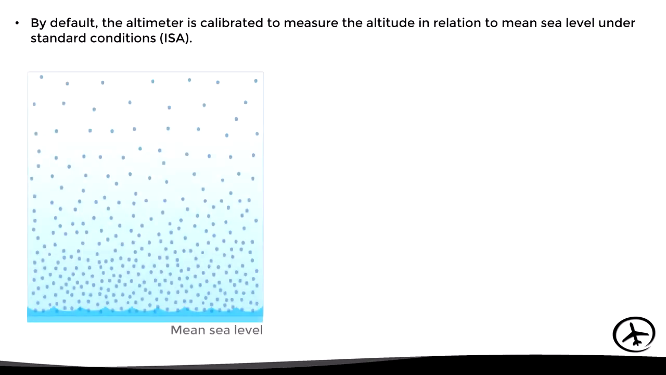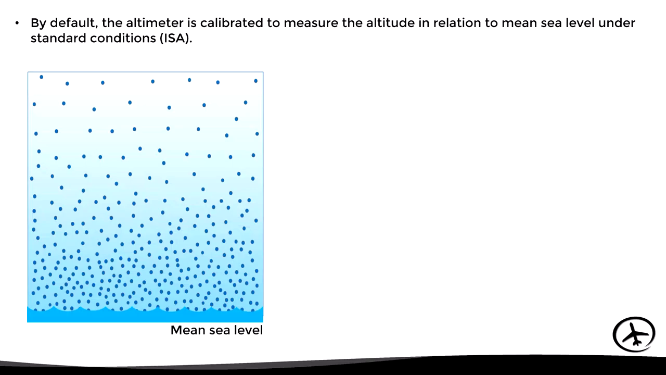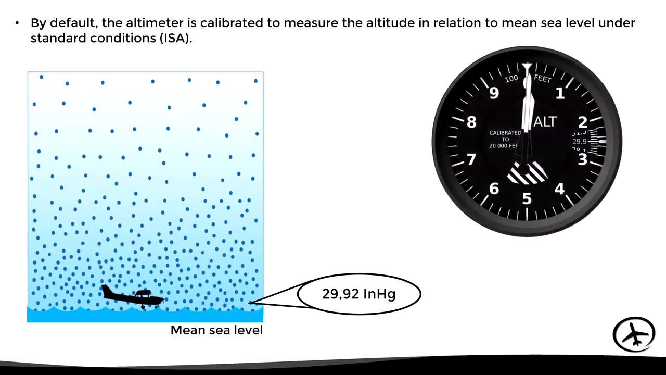Now, by default, the altimeter is calibrated to measure the altitude in relation to the mean sea level under standard conditions. As we mentioned in the video about standard conditions ISA, the standard pressure at sea level is 29.92 inches of mercury, or 1013 hectopascals. In this video, we will use inches of mercury in the examples, however the concept is the same for hectopascals. In this case, if the altimeter senses a static pressure of exactly 29.92 inches of mercury, it will read 0 feet, since it is the barometric reference level.